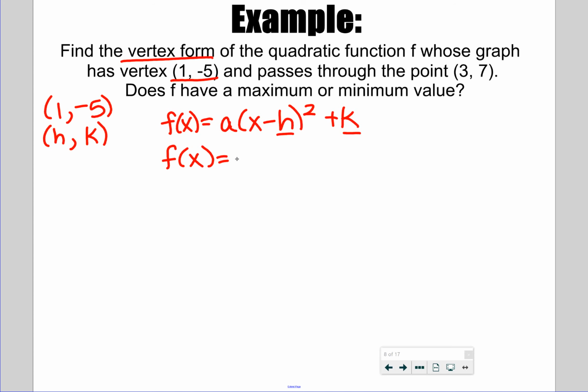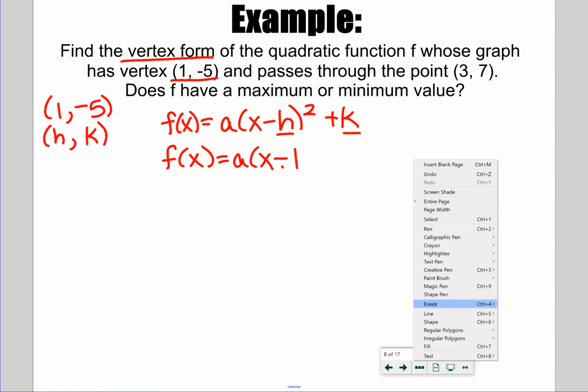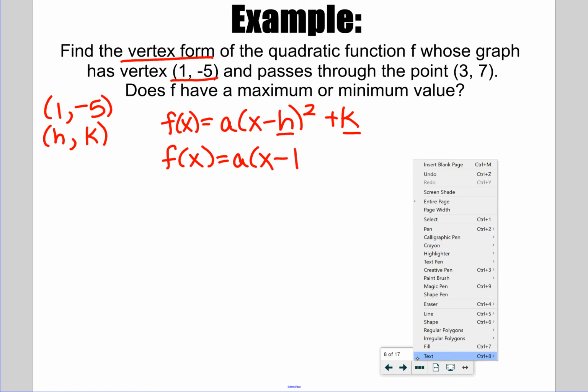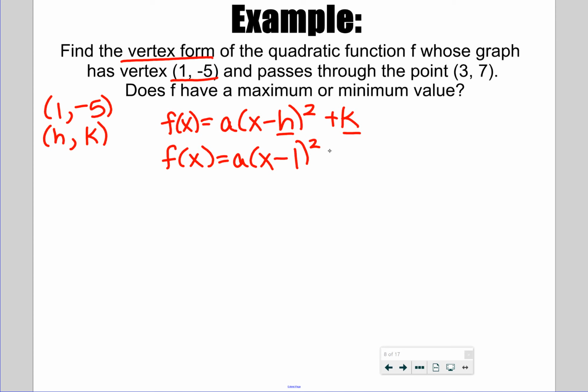F of x equals a x minus my h value, 1. Oh, that looks like a decimal. Let me get rid of that little extra dot there. There we go. So x minus h, x minus 1 here, plus my k value, so I can say plus negative 5 or just minus 5. Now you'll see I've got variables. Remember, f of x means y. X, of course, is a variable. A is a constant. A, we need to have a number there. So we still have to solve for A to have a complete equation.